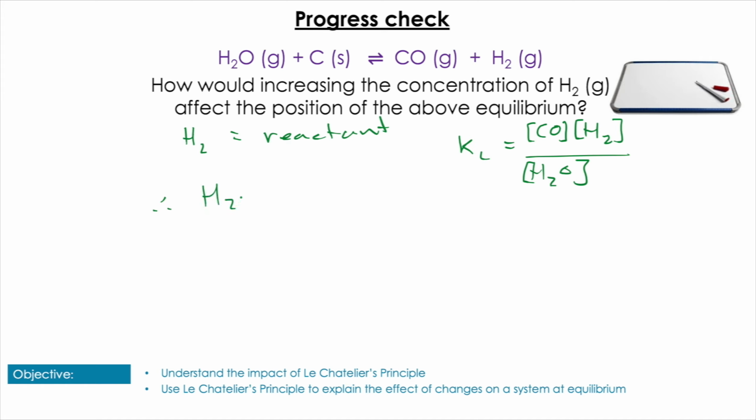Now, if H2 is increased, that means we're going to increase the overall top of the fraction, and that means that it's going to shift towards the left-hand side, or to the bottom of the fraction, so that the H2O is increased.